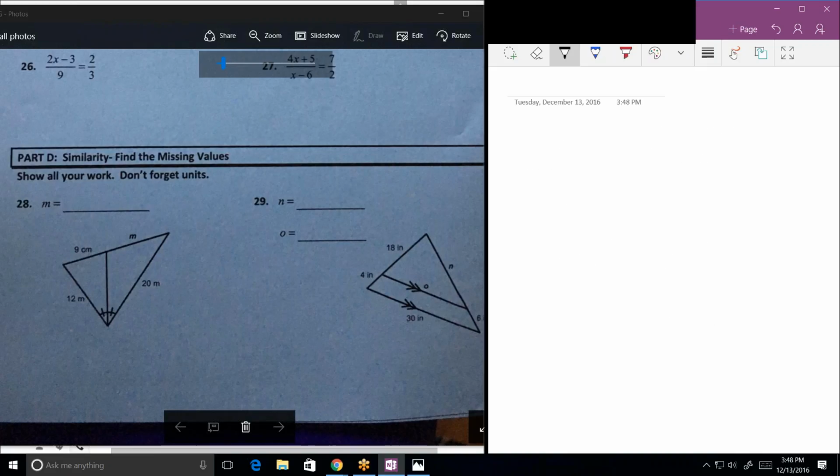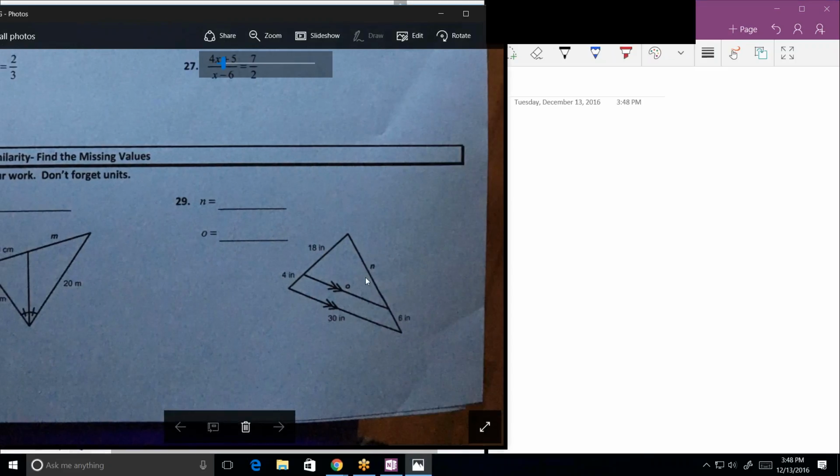Number 29. I want you to solve for n and o. So, should I solve for n first then? Yeah, you can definitely solve for n.